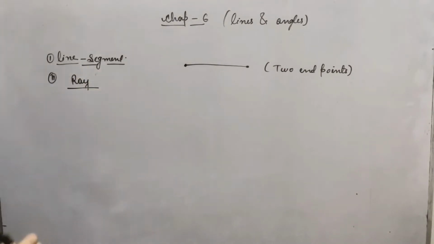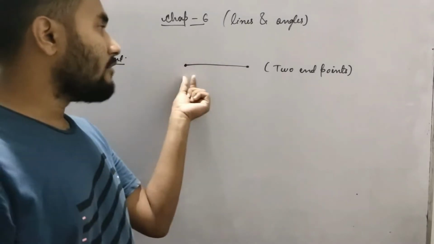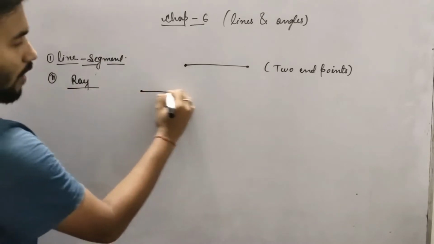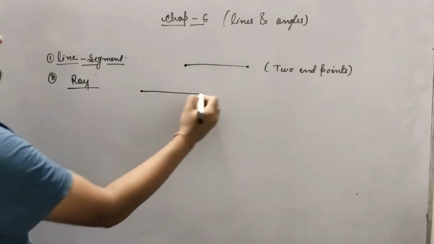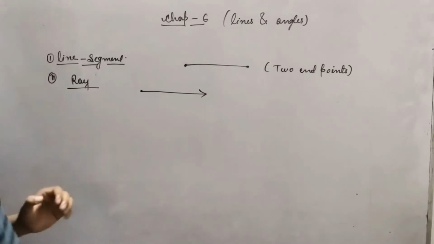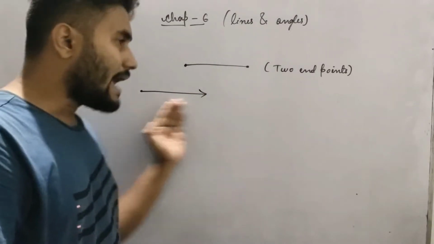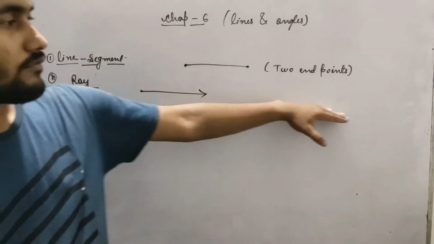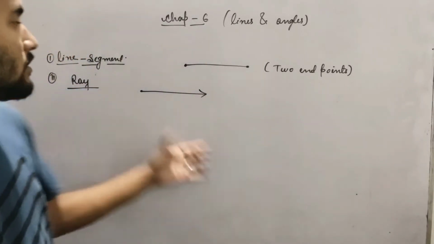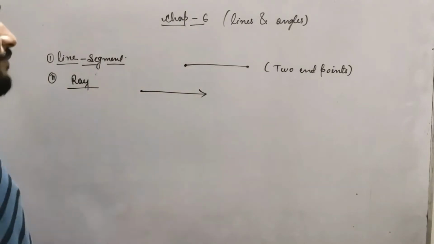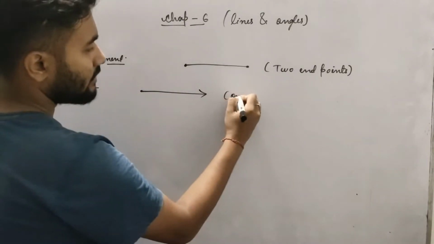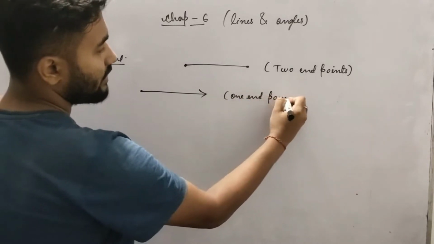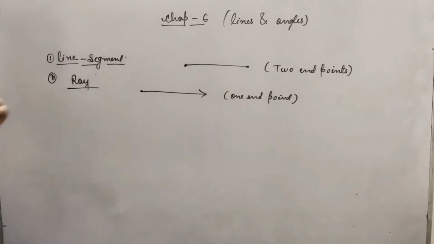In a ray, there will be only one end point. This side will be an arrow, which means that the line is continuing. That side is continuing, the line is going forward in this direction. Understood? So this is known as a ray, with one end point.